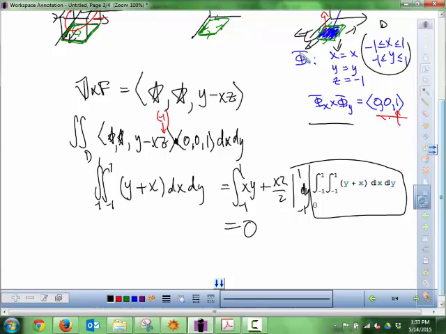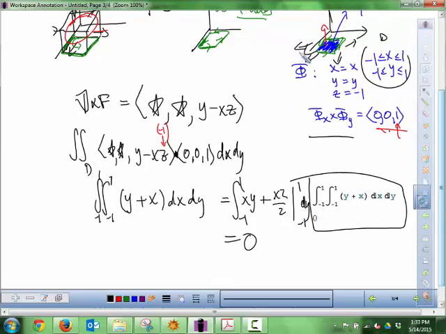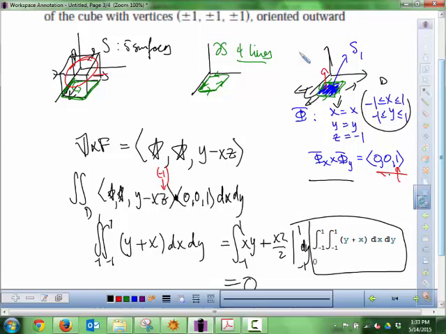Was it perpendicular to the normal? Oh, because the z's are gone. Yeah. Yeah. But you should go through this computation. Okay?